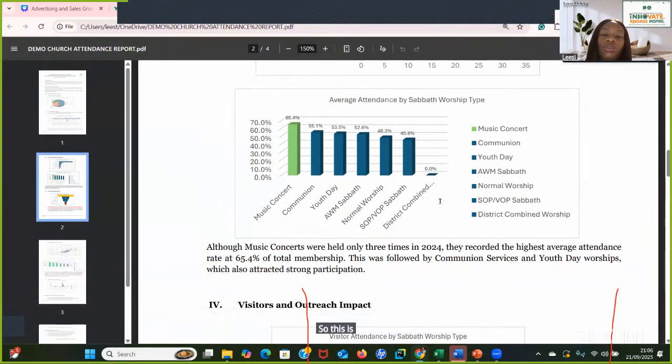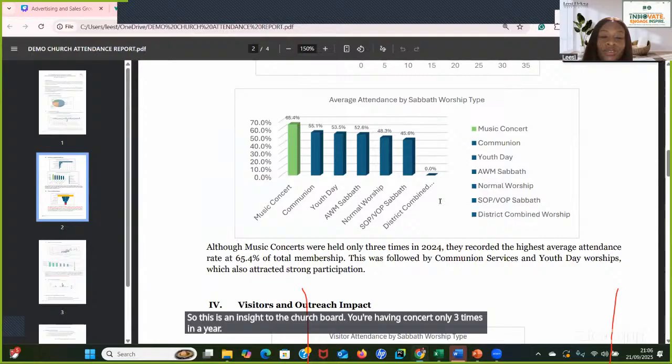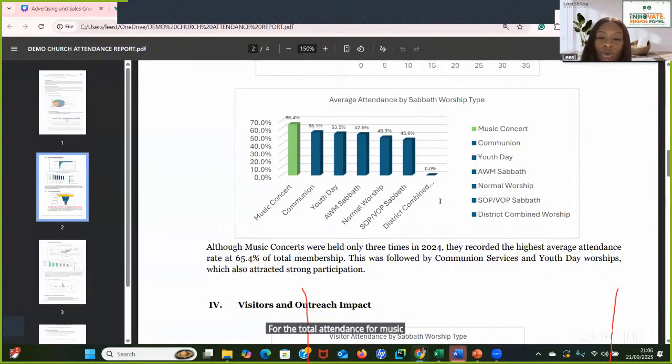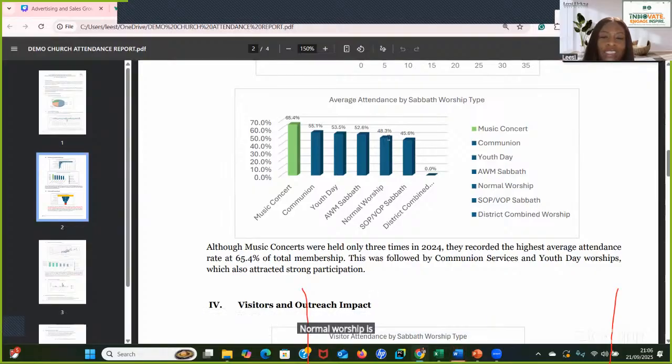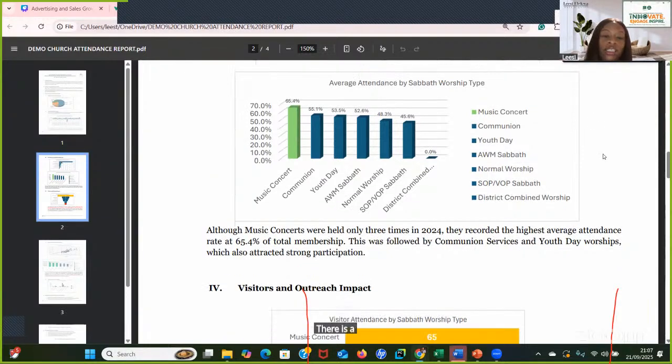So this is an insight to the church board. You are having concerts only 3 times in a year, but the total attendance for music concerts is high, but look at your normal worship. Normal worship is just 48.3% of the total membership. There is a problem. That is an insight.